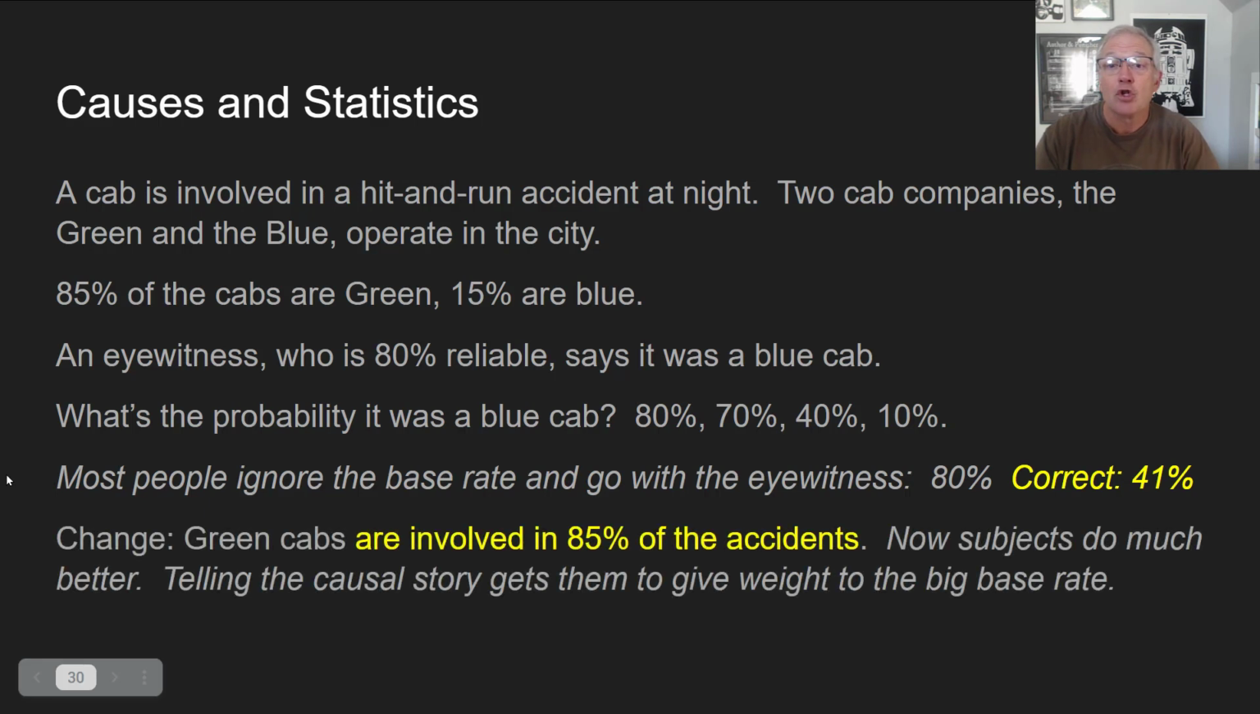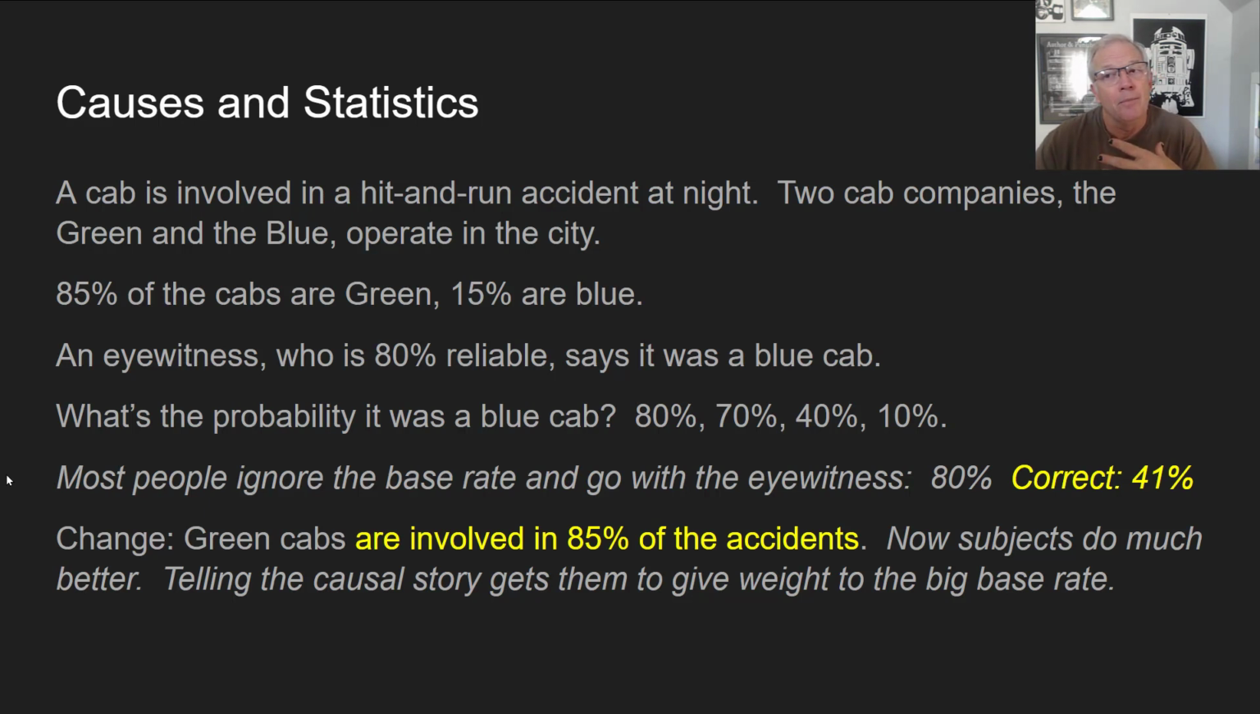So here's the interesting thing that happens, is you can actually use people's causal thinking to improve their performance on a problem like this. So if we change the story and we tell it this way, if we say something like, green cabs are involved in 85% of the accidents. So now what I'm doing is I'm telling a causal story that green cabs cause 85% of the accidents, or something like that, right? I'm attaching 85% of the accidents to the green cabs. Telling the causal story gets them to give more weight to the big base rate. And what happens is that their performance on this question improves, and they start doing better.